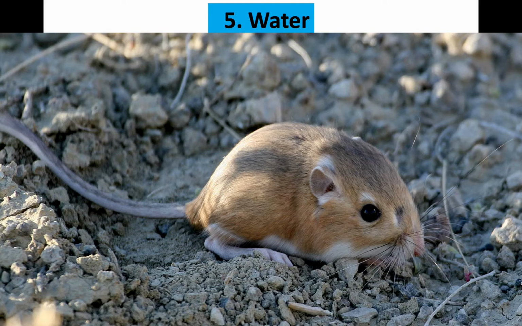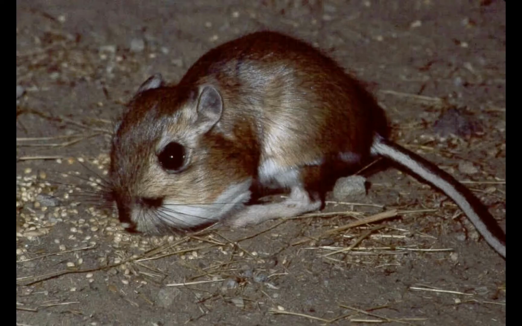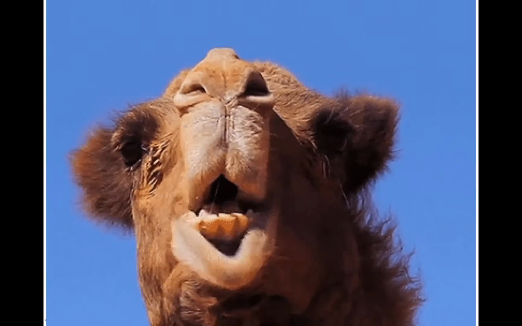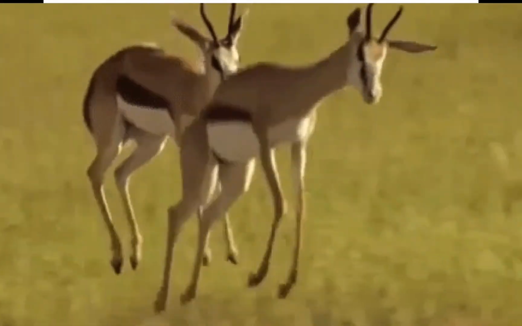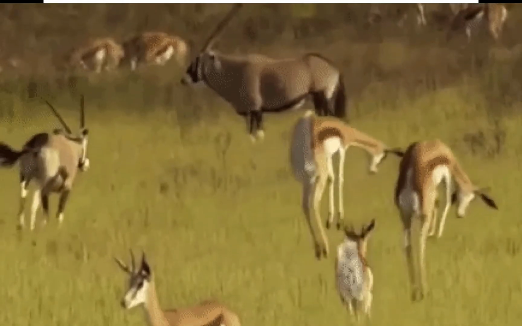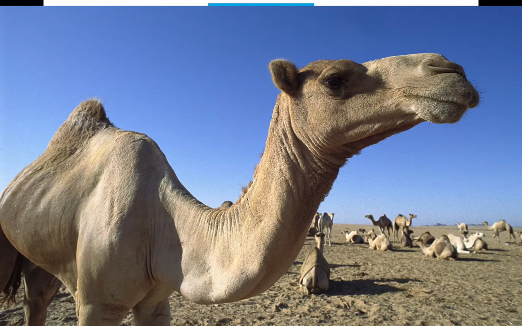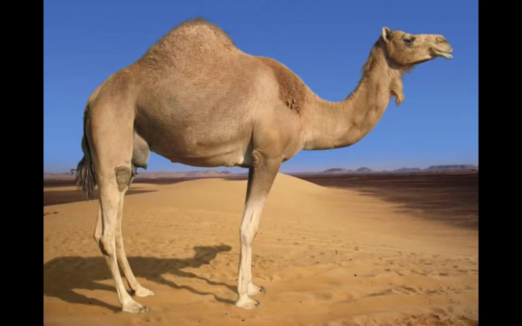Then we have animals that are also adapted in different ways with regard to water. The kangaroo rat never drinks water. Where does it get its water from? It obtains its water from its food. Some animals like the camel and the springbok live without water for long periods. Desert animals like the camel excrete urine in the form of crystals to retain as much water as possible in the body.